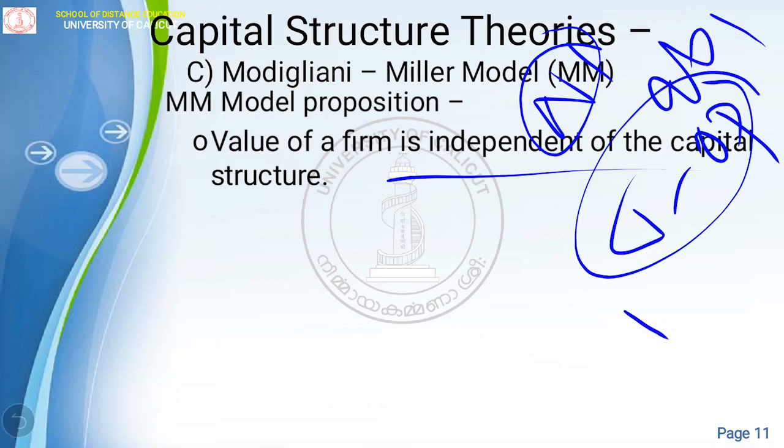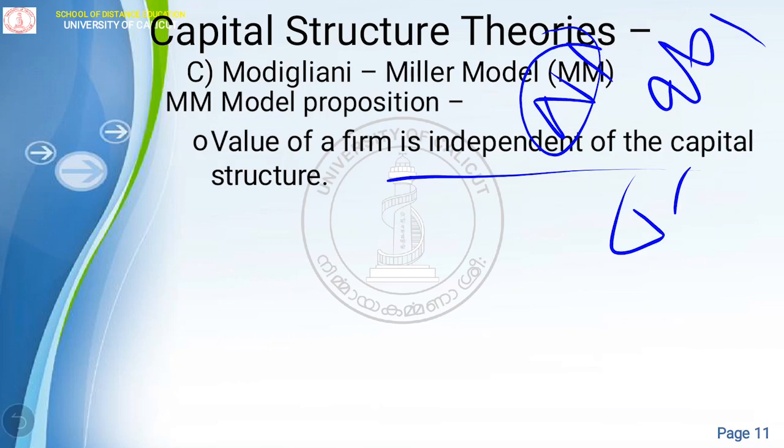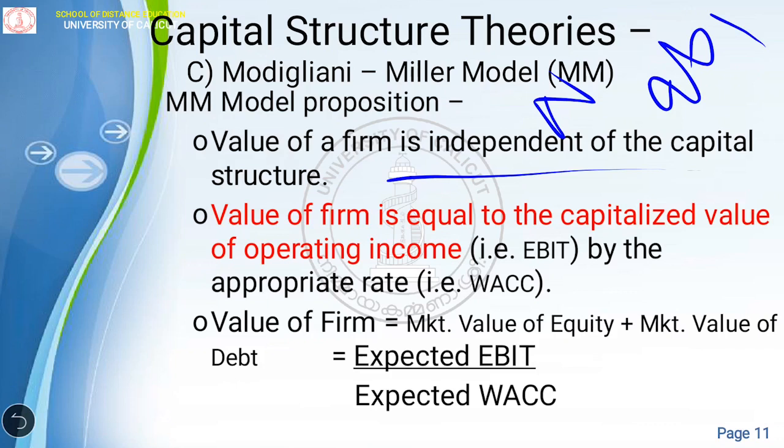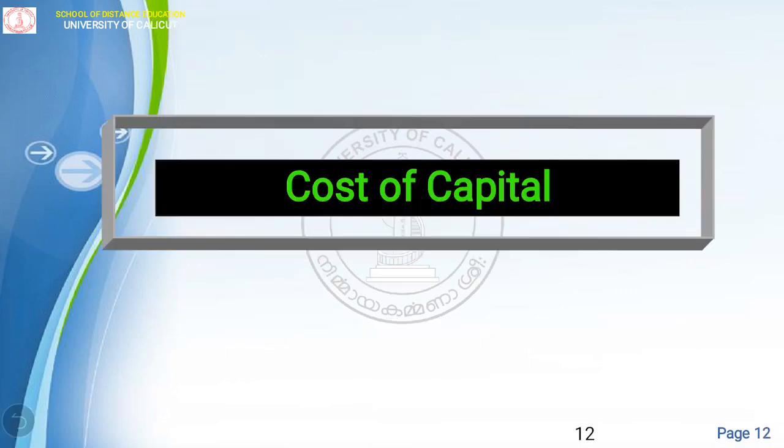Okay, let's see which are the model's propositions. Next, the value of the firm is equal to the capitalized value of operating income, that is EBIT. Value of the firm equals the market value of the equity plus the market value of debt. These are the major theories. So we have gone through the four theories: net income approach, net operating income approach, Modigliani and Miller approach, and traditional approach. Students are requested to have an idea about these and the basic assumptions and key meaning of each term.